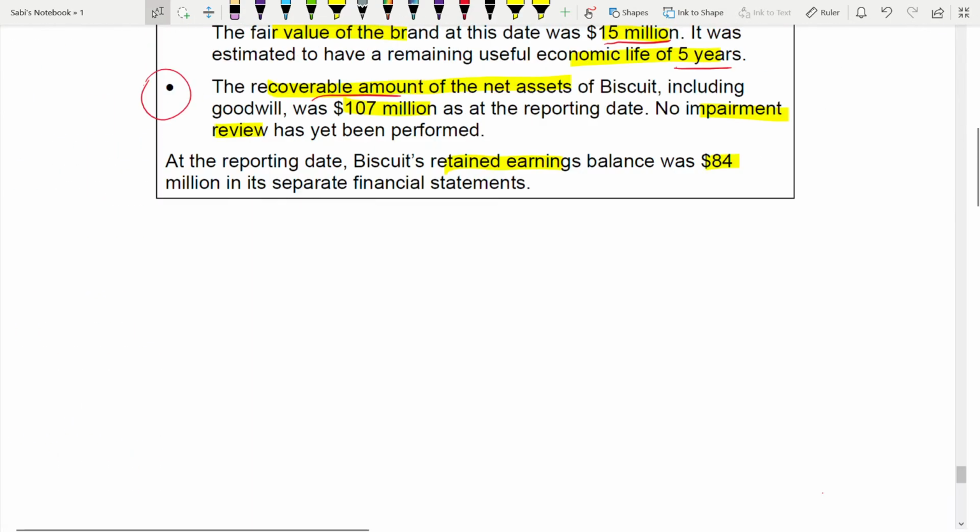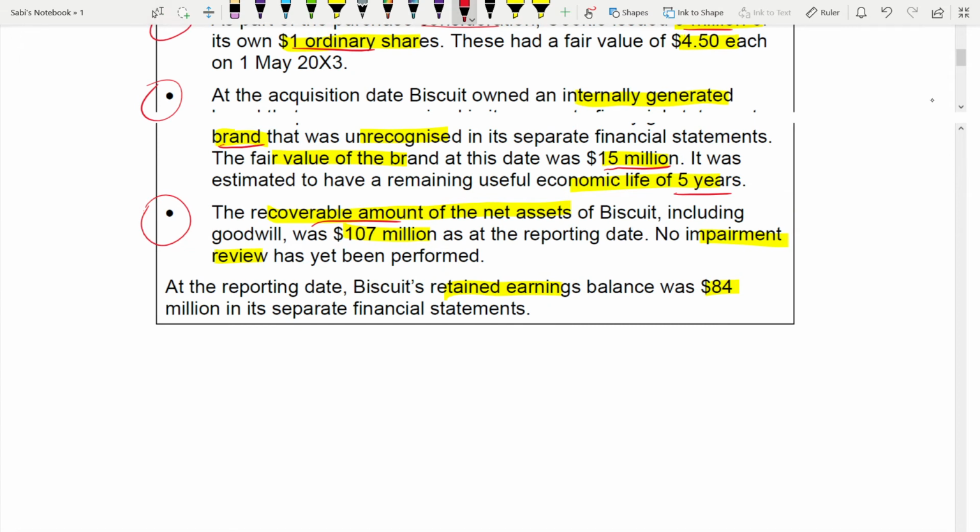We'll see here. Recoverable amount of net asset of biscuit. So in the net asset, goodwill also will come, including goodwill. You see, including goodwill. They have specifically told you. We know the goodwill. Now we have to find the net asset carrying amount and compare this with 107. Understood?